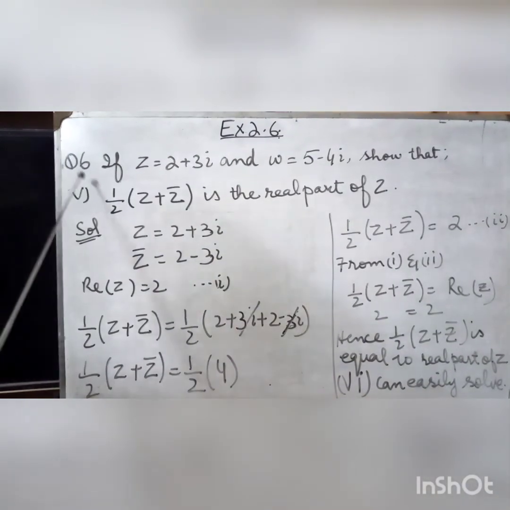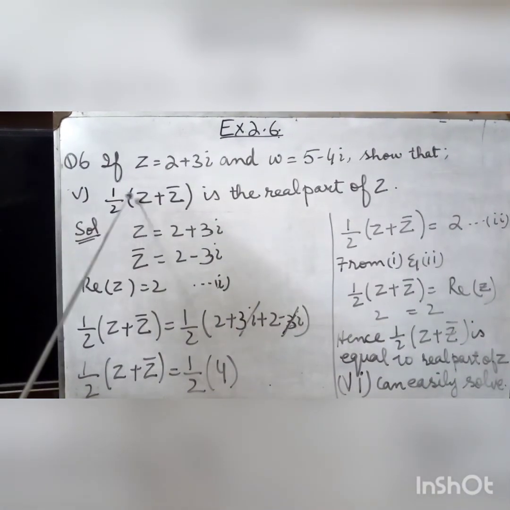Fifth part of question number 6, which is 1 over 2 into z plus z bar is the real part of z. Take z equal to 2 plus 3 iota. Conjugate of z is 2 minus 3 iota. The real part of z is 2, which is statement number 1. We have to solve this.